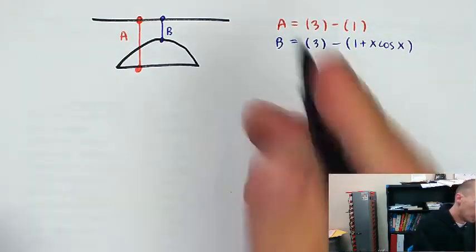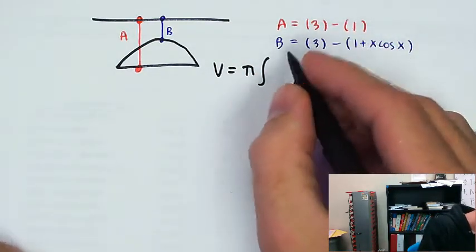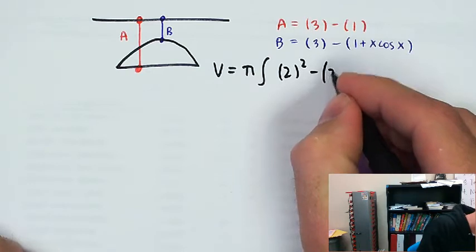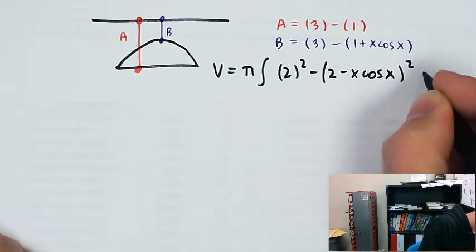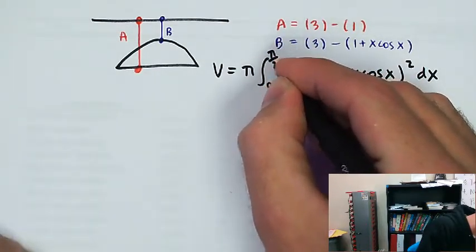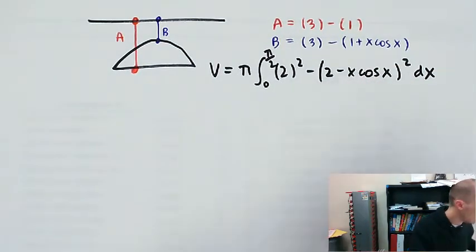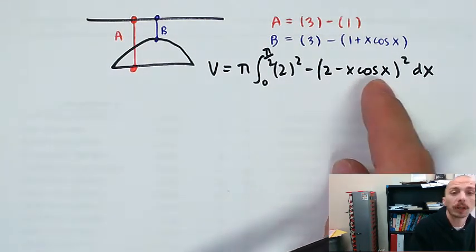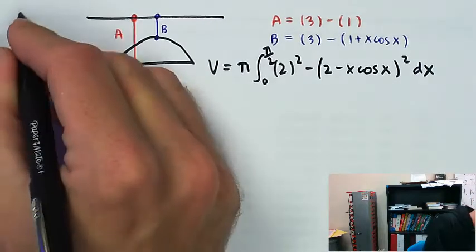Now we know that volume is equal to pi times the integral of large radius squared, so that would be 2 squared, minus the small radius squared. The small radius is 3 minus 1 is 2, minus x cosine x. And we're going to integrate as x goes from 0 to pi over 2. This one would require the use of a calculator, that x cosine x thing. We will get to a point where we can anti-differentiate x cosine x, but I'm not sure about x squared times cosine squared x. That doesn't seem as promising. That was number 1.